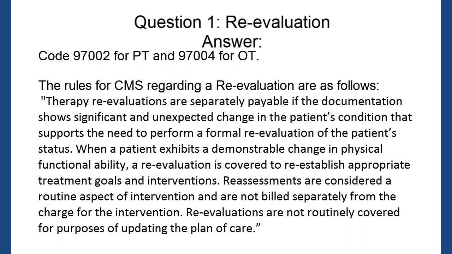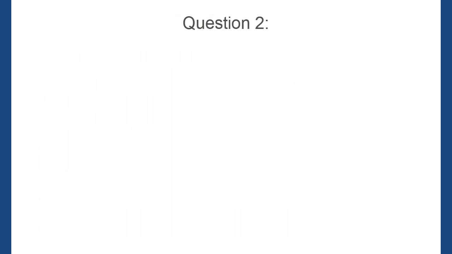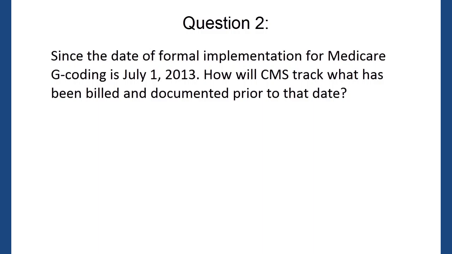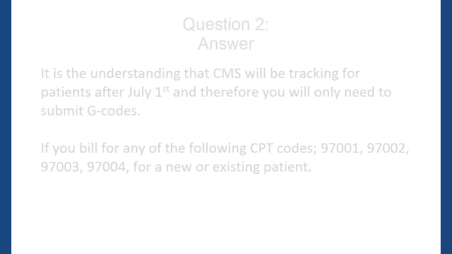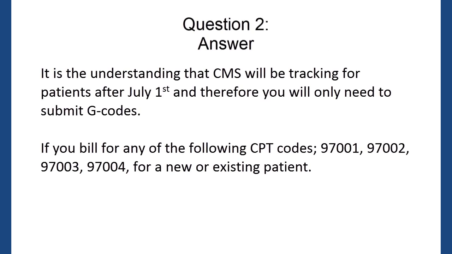Second question is about how Medicare is going to handle the now instituted deadline for reporting. Since the date of formal implementation of Medicare G-code reporting is July 1st, 2013, how will CMS track what has been billed and documented prior to that date? The true answer to that question is we really don't know how CMS is going to handle it. But it is the understanding that CMS will be tracking for patients after July 1st only, and therefore you will only need to submit G-codes when appropriate for the patients after July 1st.